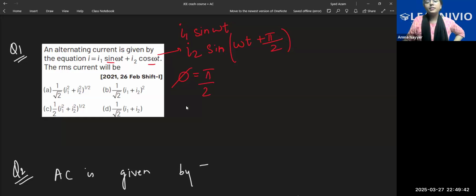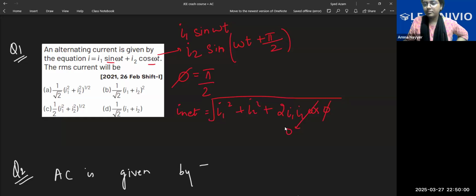See, when you put it, the net equation, I net, says under root I1 square plus I2 square plus 2 I1 I2 cos pi by 2. This term will be 0, because cos pi by 2 is 0. Now, this net value is for the peak. Remember one thing, this is not your RMS value. The question is asking the RMS current. So your peak current I naught will be under root I1 square plus I2 square.